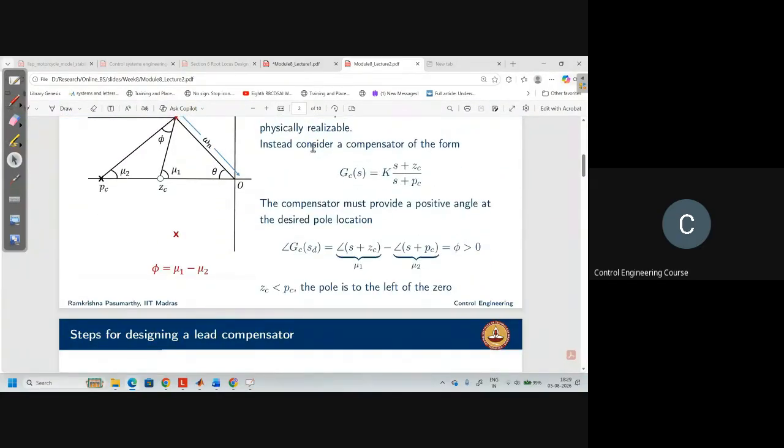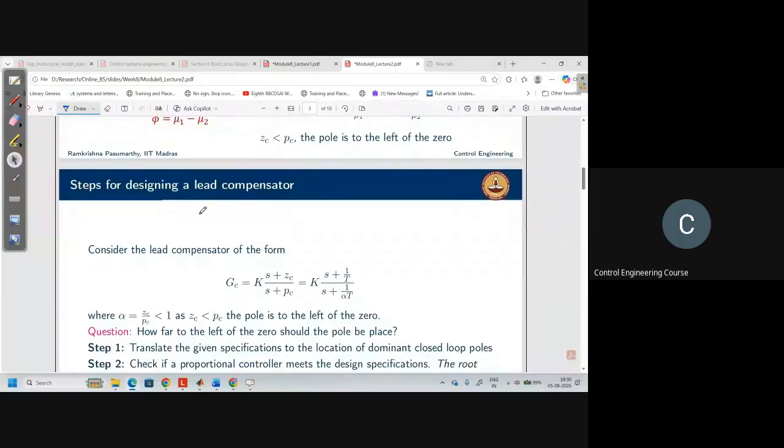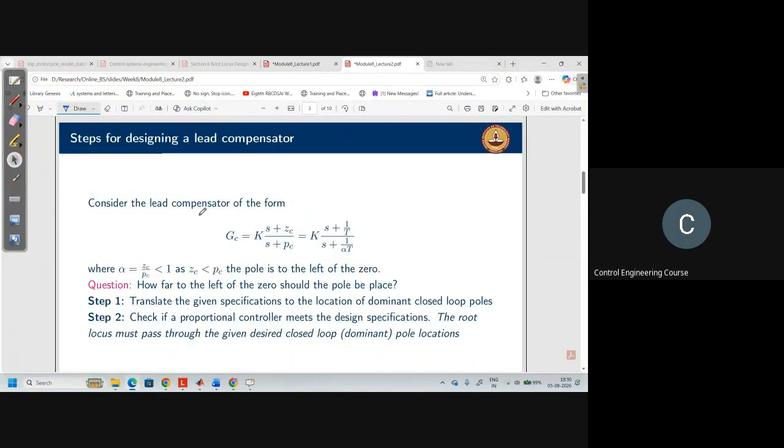So we have to design two things now: the location of the zero and the location of the pole, but the only thing we know is the angle phi. Since the number of equations is less than the required parameters, there are many possibilities. How do we choose the best one? One way is the trial and error method, and another is a different method, which I will go through.